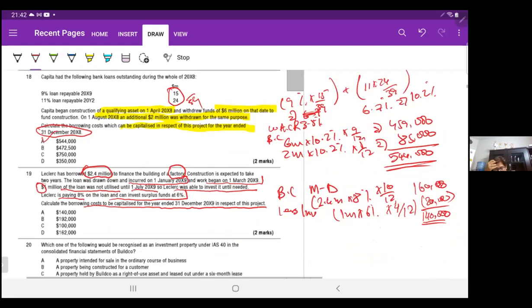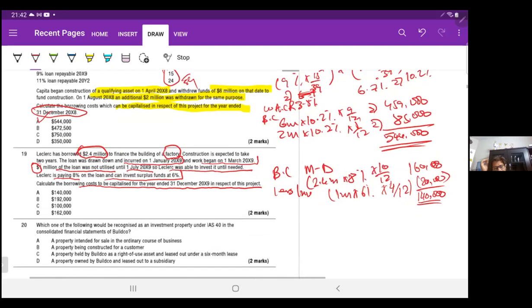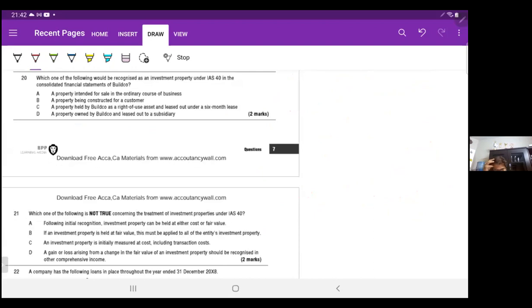Which of the following would be recognized as an investment property under IAS 40 in the consolidated financial statements of Build company? A property intended for sale in the ordinary course of business, that will be inventory. A property being constructed for a customer, that will come under IFRS 15 revenue recognition. So no. Property held by Build company as a right-of-use asset and leased out under a 6 month lease. C is the perfect answer.